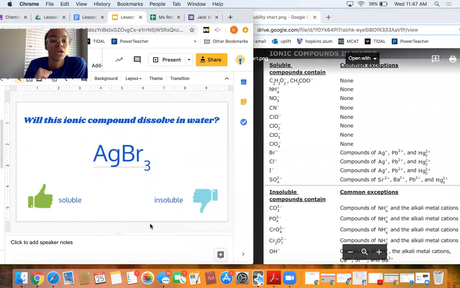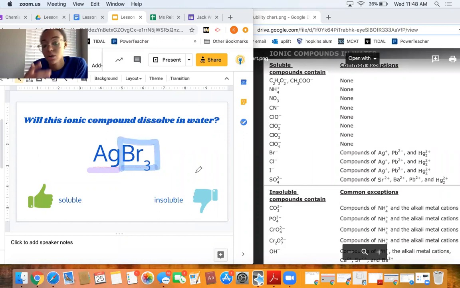Okay. So AgBr3, again, this is how we would approach the chart. Remember that the chart is organized by the non-metals. So anytime you see an ionic compound, the first part of it is the metal. The second part of it is the non-metal, meaning the chart is organized by non-metals. We're looking for bromine, Br, in our chart. So let's look. Where do we see it?